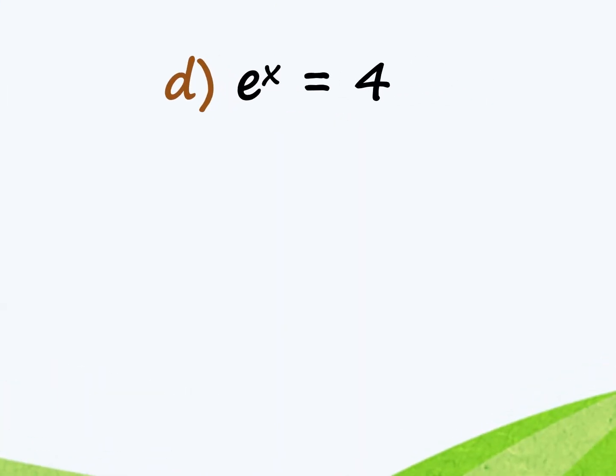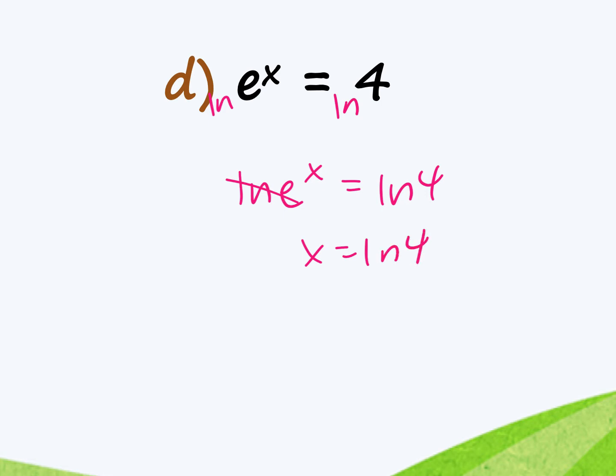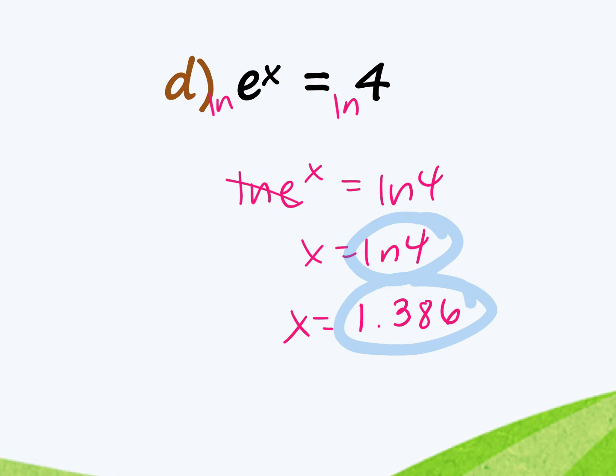All right, D, can I change these to be the same base? No, which means I'm going to ln both sides of my equation. So I get ln of e to the x equals ln of 4, which means x equals ln of 4. Without a calculator, it would stay like that. With a calculator, it would be 1.386. So without and with. Questions so far?